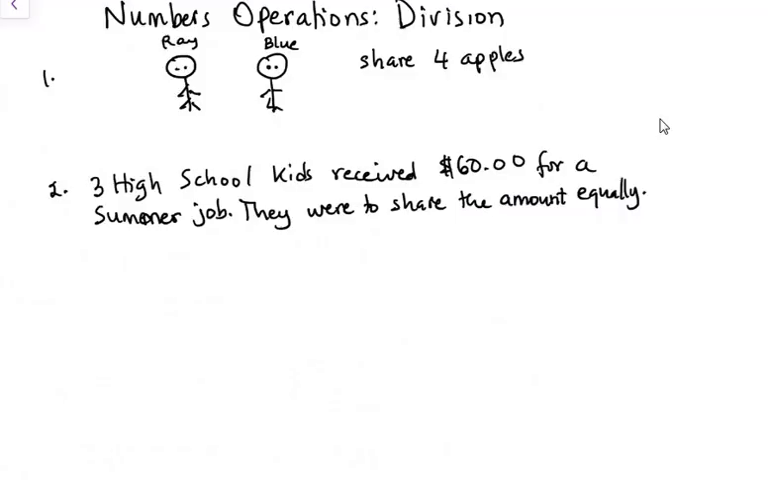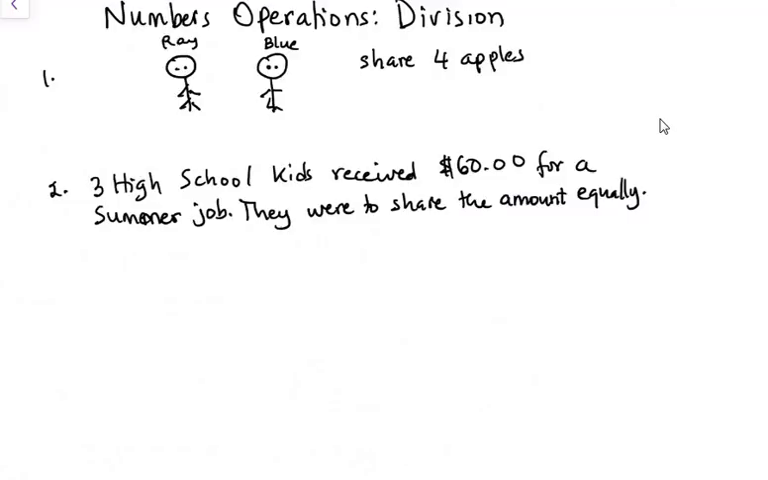Now let's talk about another number operation, which is division. In this case, we'll be looking at two examples we can relate with. The first one, Ray and Blue, they were given 4 apples and they have to share it equally. And in the second instance, we have 3 high school kids. They received $60 for a summer job and they were to share the amount equally.